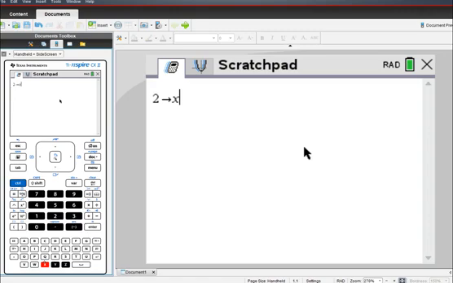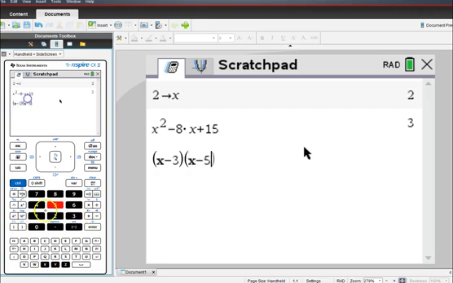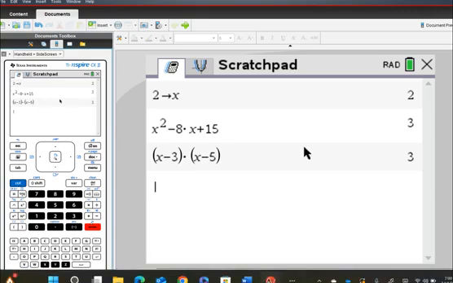Okay, and I got X, and then I'm going to hit enter, and then I have X squared minus 8X plus 15. Hit enter, I get 3. So if I plug in 2 for X, I get 3. One of these is going to be equal. Let's try A, parentheses X minus 3, parentheses X minus 5. Hit enter, and notice I also get 3. So choice A is going to be my right answer.